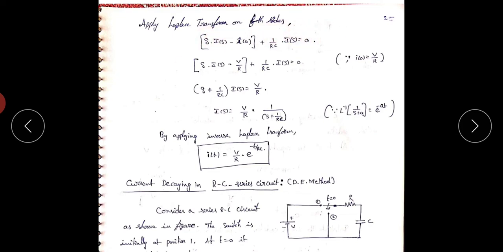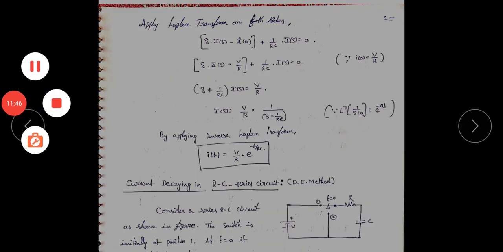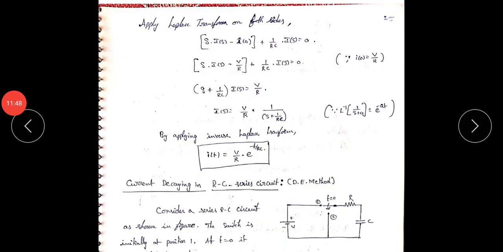Next equation: S into I of s minus I of 0, where I of 0 equals V by R, plus 1 by RC into I of s equals 0, or S plus 1 by RC into I of s equals V by R. So I of s equals V by R into 1 by S plus 1 by RC. Now we apply the inverse Laplace transform.